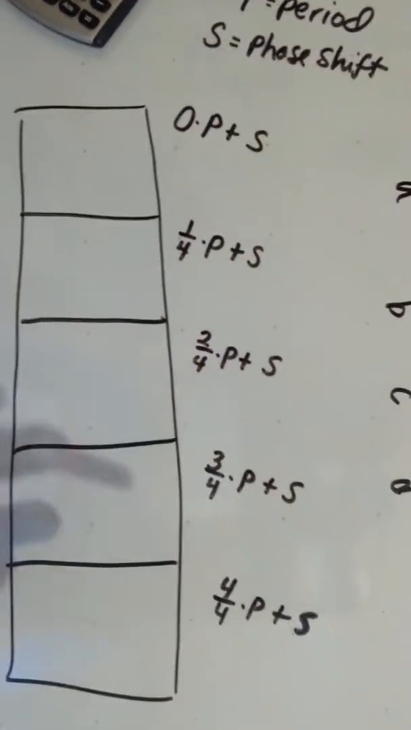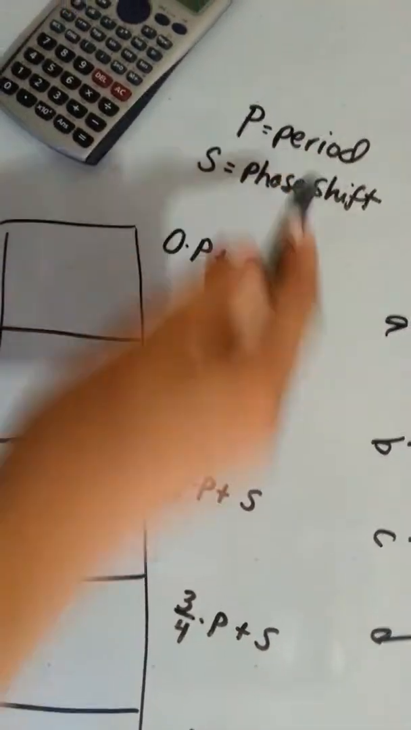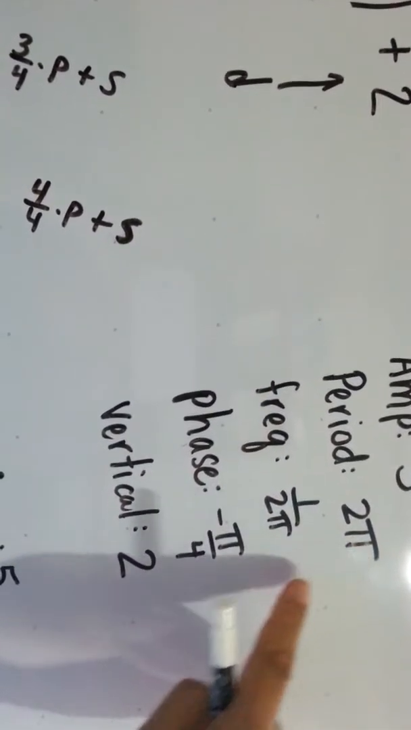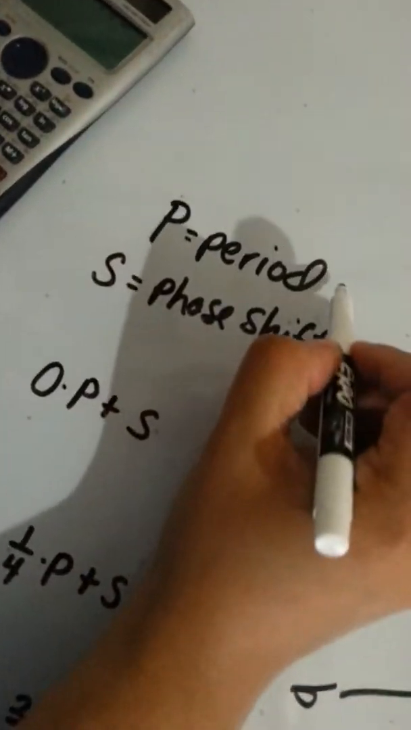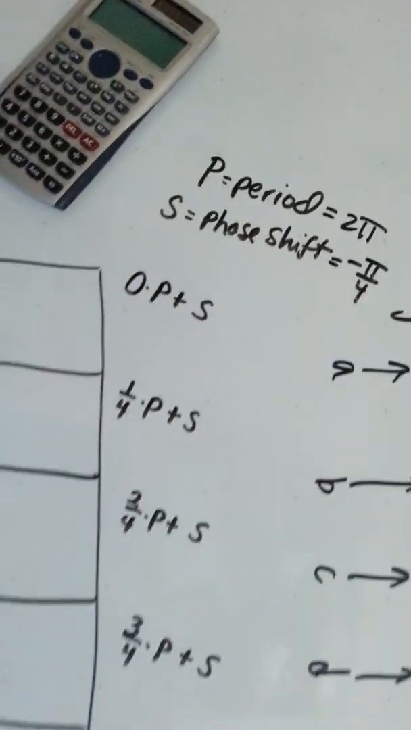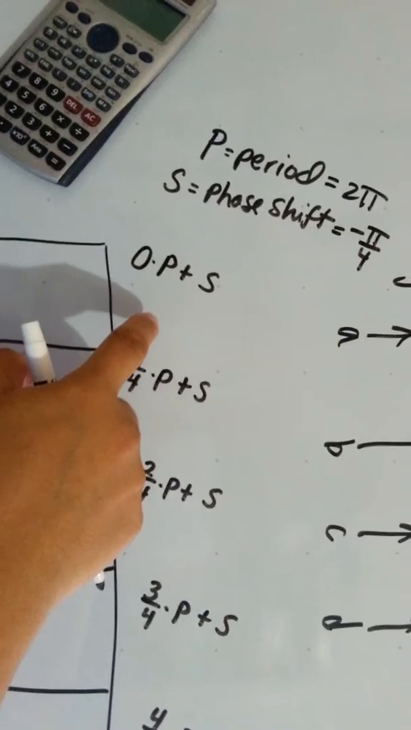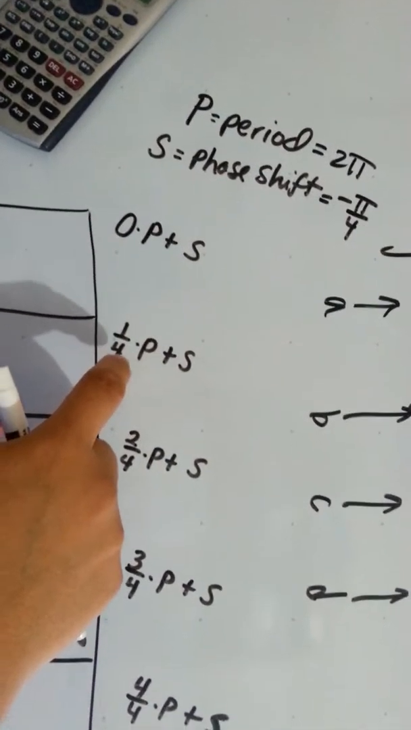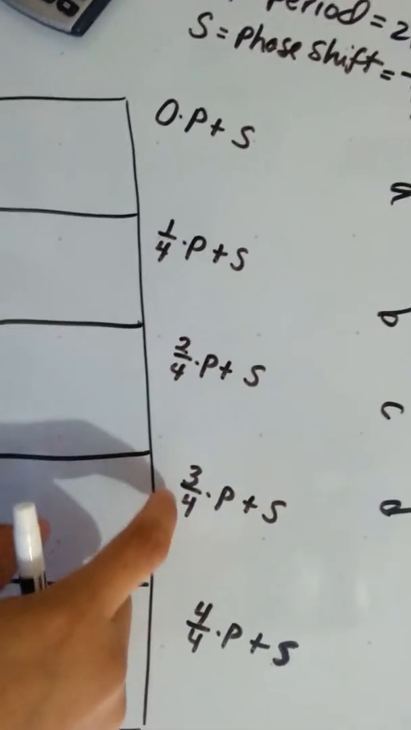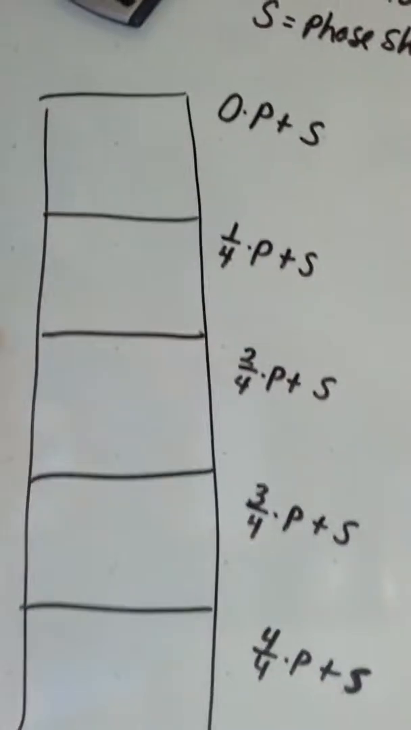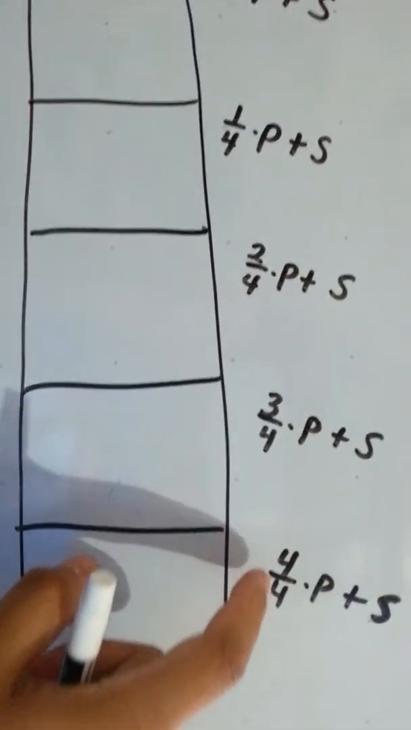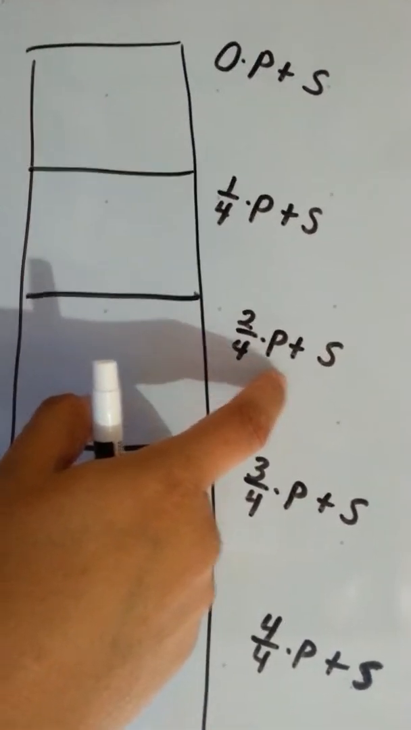There you go. Now you have to calculate the x values. Alright, the first thing you need to remember about this trick that I'm going to show you is that P is the period. So in this problem, the period happens to be 2 pi and the phase shift is negative pi over 4. So you do 0 times the period plus the phase shift. 1/4 times the period plus the phase shift. 2/4 times the period plus the phase shift. So on, 3/4, 4/4. So the trick here is 0 over 4, 1 over 4, 2 over 4, 3 over 4, 4 over 4. Each of those numbers you multiply by the period and then you add the phase shift.